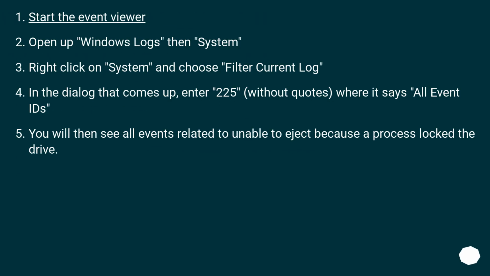Start the Event Viewer. Open up Windows Logs, then System. Right-click on System and choose Filter Current Log. In the dialog that comes up, enter 225, without quotes, where it says All Event IDs. You will then see all events related to being unable to eject because a process locked the drive.